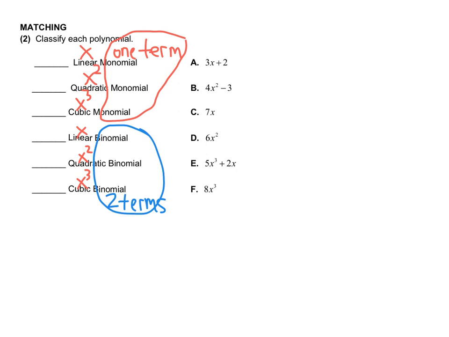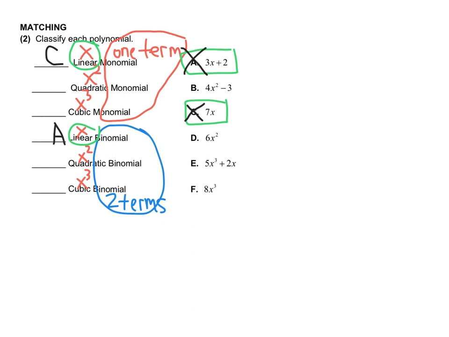Okay, so let's first of all just identify where the linear values are. So linear would be C and it would be A. Now C has just one term, so that's a linear monomial. It's a line with just one term. A, it's a line, but there are two terms because there's a 3x, which is a term, and a 2, and they're combined with that plus. So that's a binomial, two terms. So now we are done with those two.